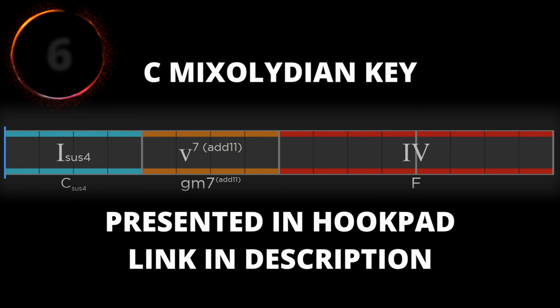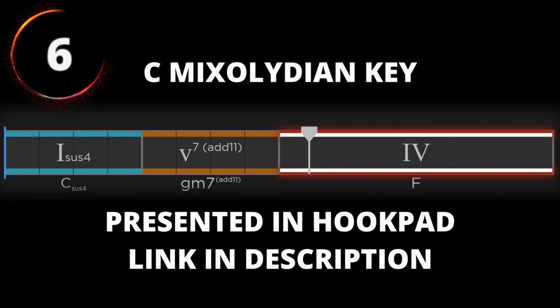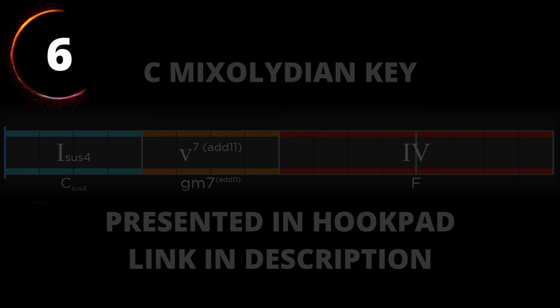Number 6 now, 1 sus4, 5 minor 7th add 11, 4. Another 1 sus4 example here. Don't panic if you're not familiar with the minor 7 add 11 chord. All you need to know is that this chord has all of the notes from the 1 sus4 chord plus 2 more. This means that the change between the two chords is smooth and pleasing. Find this progression in Learn to Fly by Foo Fighters.